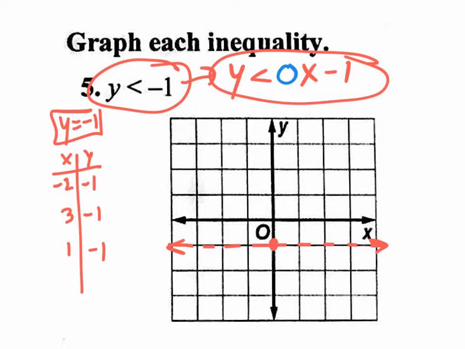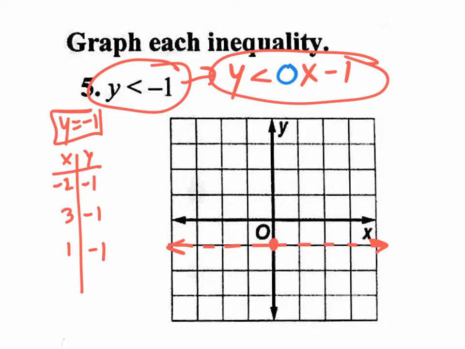Anyways, that's graphing it. And like I said, you don't have to use an XY table. You could think of it in slope-intercept form. Crosses at -1, it has no slope. And in addition to graphing the dotted line, we also need to shade. So how do we shade? We need to test a point. What's the easiest point to test?